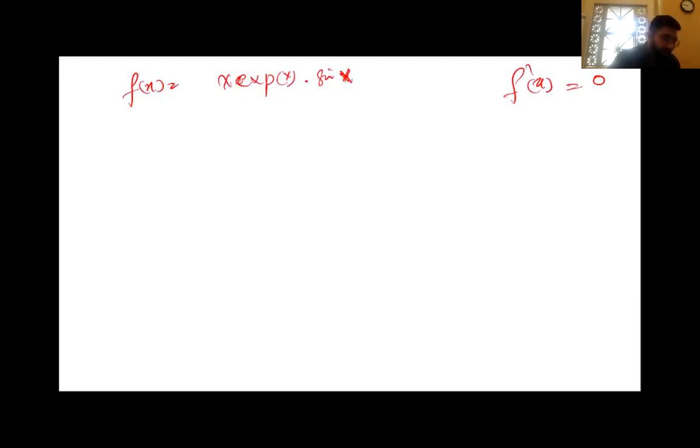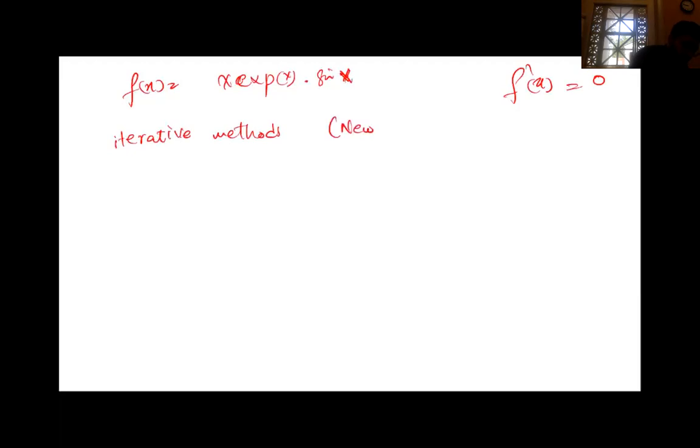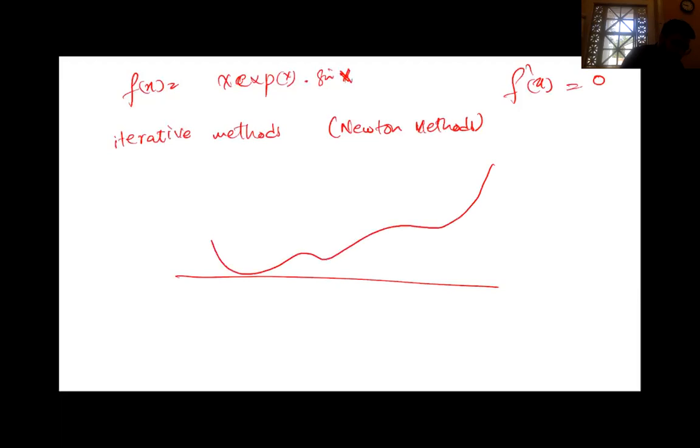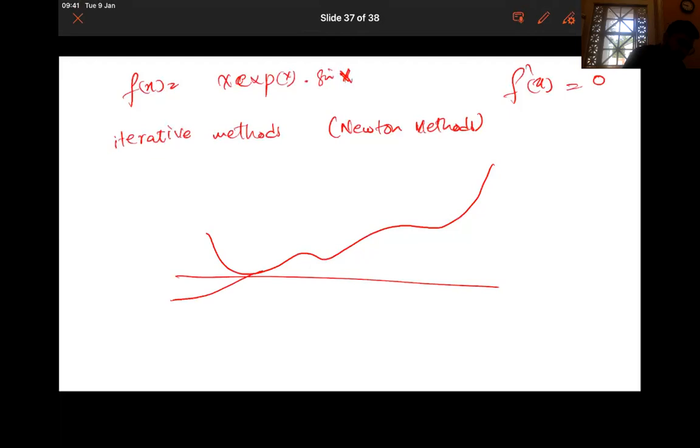So there are a set of iterative methods, like Newton methods, which solve them iteratively. And how do they do it? So basically, let's say this is your function.